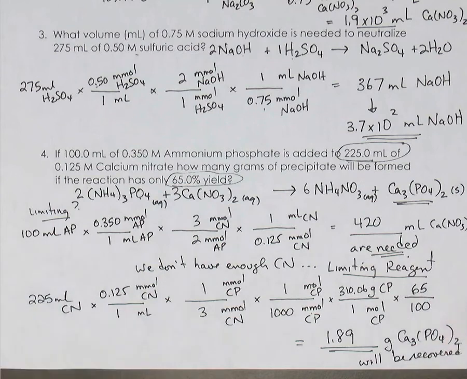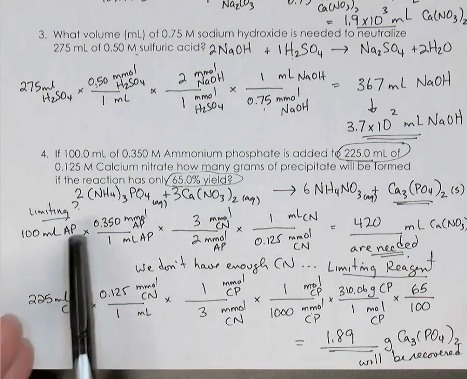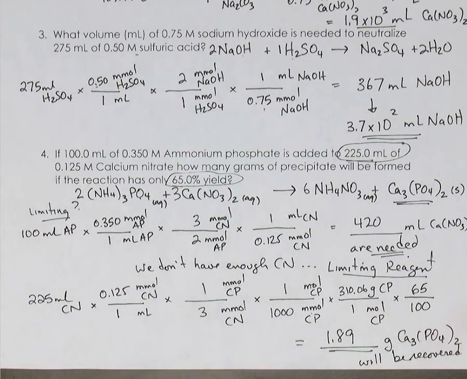Alright, so that was the more complicated question involving limiting reagents, involving solubility rules, percent yield. If you understand that question, you're doing pretty well in this unit on solutions in grade 11 chemistry.